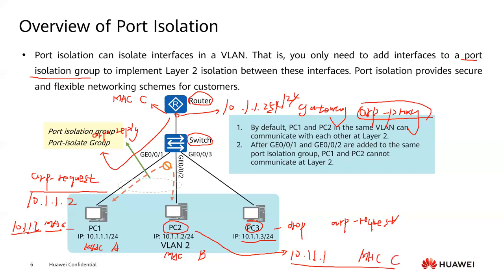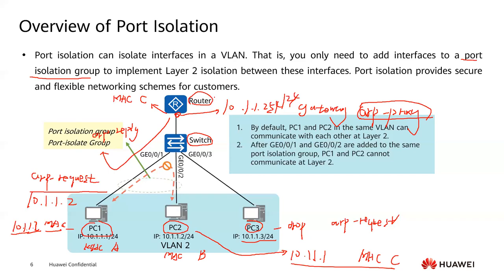So you will find that PC1 and PC2 can communicate with each other, but they can only finish the communication with the help of the router, and this function is ARP proxy. And what is the meaning of this function? You don't want PC1 and PC2 to communicate with the others directly. The traffic will be sent to the router.